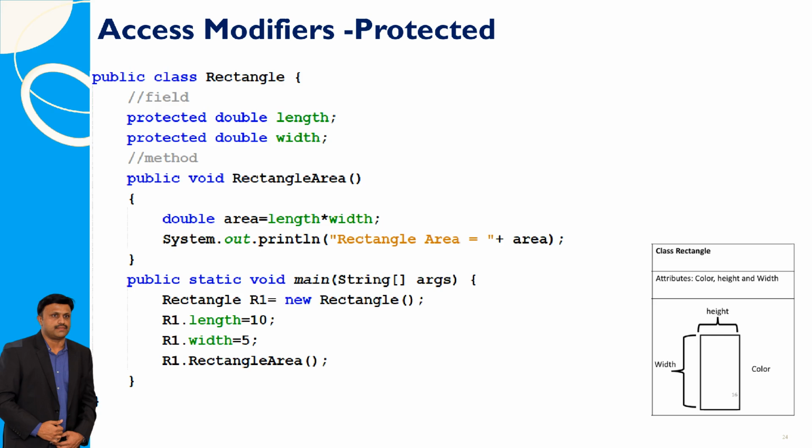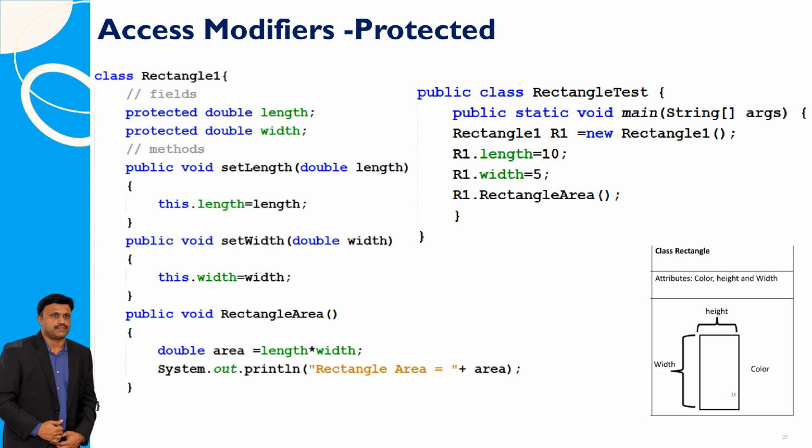In the Rectangle class, the length and width fields are marked as protected, allowing access within the class and by subclasses. The rectangleArea method calculates and prints the area of the rectangle. In the main method, an instance of Rectangle is created, its fields are set to 10 and 5, and the rectangleArea method is called to display the area.